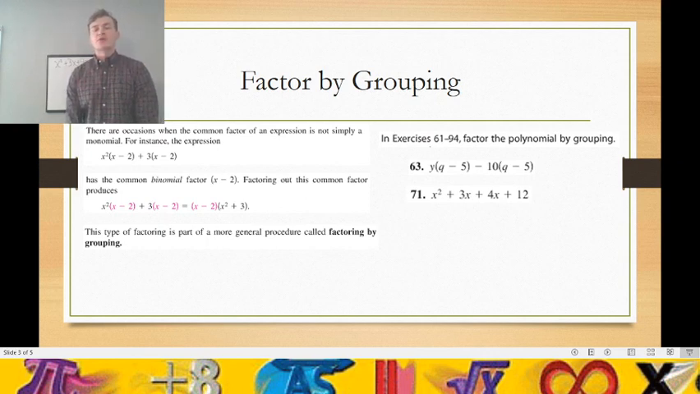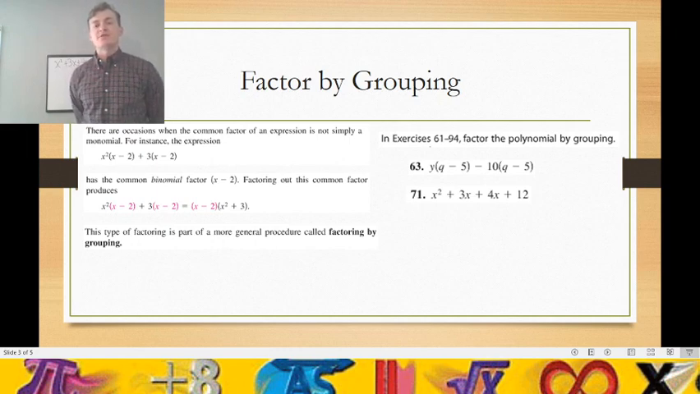To factor by grouping, we want to consider binomial common factors. For 63, it was very obvious, our binomial factor, q minus 5. But for 71, it looks a little bit different here. We are given 4 terms. Our first question is, is there a greatest common factor throughout our 4 terms? The first 3 terms contain the variable x. The 4th term does not. So the factor of x cannot be a part of our greatest common factor.